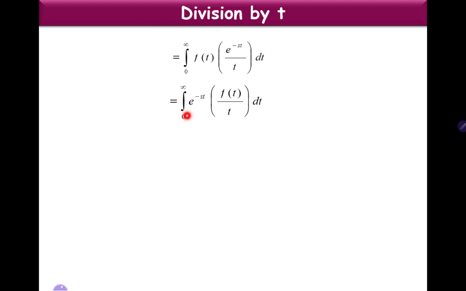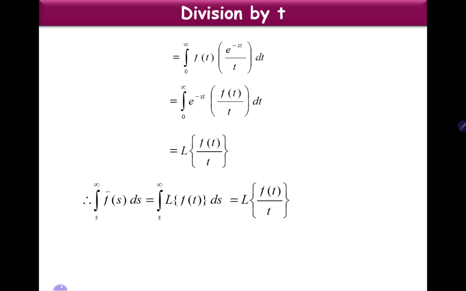Now look at this integral: integral 0 to infinity e power minus st into this function dt. What does this integral give us? This is the Laplace transform of f of t by t, because L of f of t is integral 0 to infinity e power minus st into f of t dt. Here, in place of f of t, we have f of t by t. Therefore, this is the Laplace transform of f of t by t. So finally, we proved that integral s to infinity f bar of s ds, which is equal to integral s to infinity L of f of t ds, is L of f of t by t.